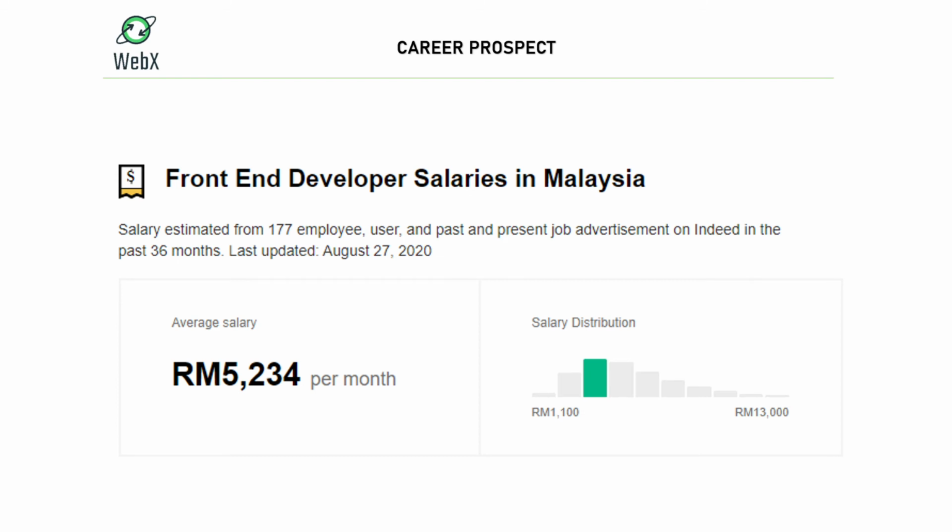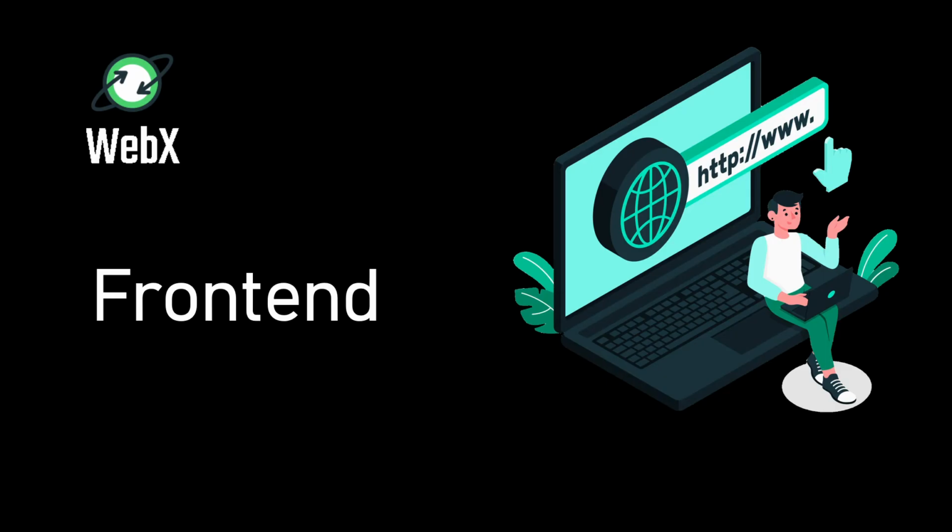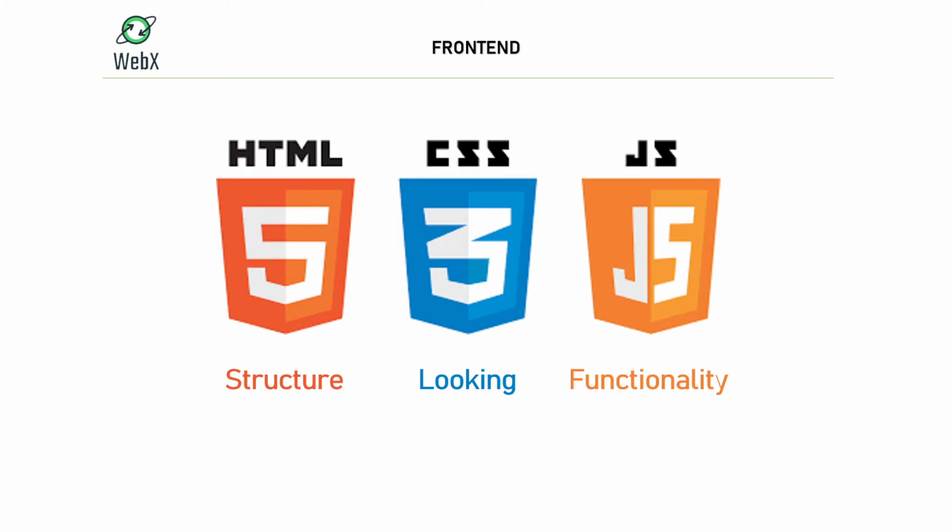For a front-end web developer in Malaysia, the average salary is around 5,000 per month. So a website or a web application is divided into a few parts, and the first part is the front end. The front end is basically what you see on your screen. And to build this front end, we have 3 best friends, which are HTML, CSS, and also JavaScript.